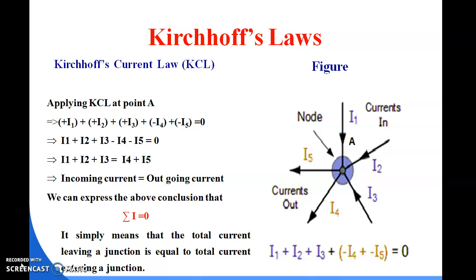So we can express the above conclusion as: the summation of I, that is the summation of total current, is equal to 0. Thus the above law can be stated as: the summation of currents flowing towards any junction in an electric circuit is equal to the sum of currents flowing away from that junction in that circuit. It simply means that the total current leaving a junction is equal to the total current entering the junction.